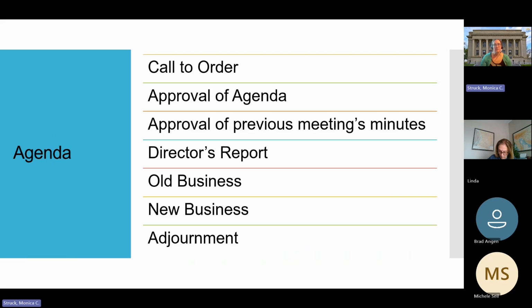A meeting should have an agenda. And again, your agenda can follow the mode that makes the most sense for your board. But generally, we have a call to order, an approval of the agenda, approval of the previous meeting's minutes, the director's report, old business, new business, and then adjournment.